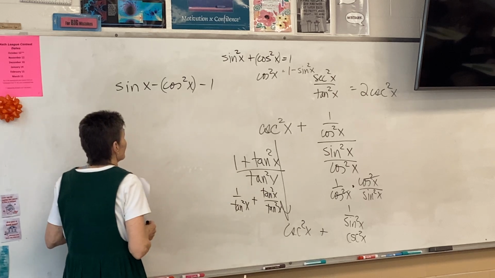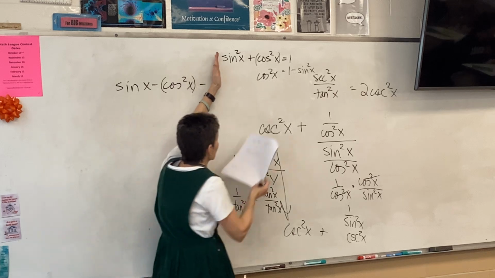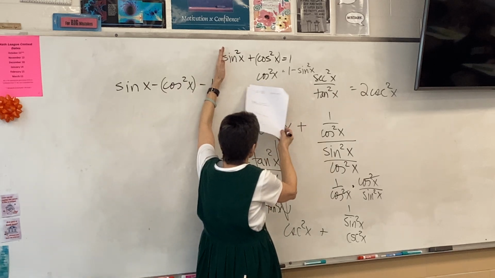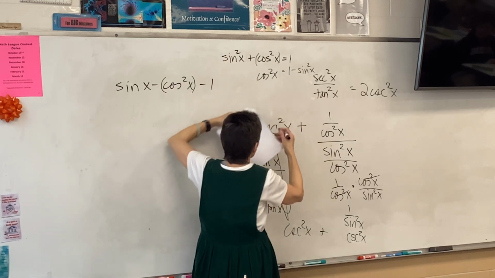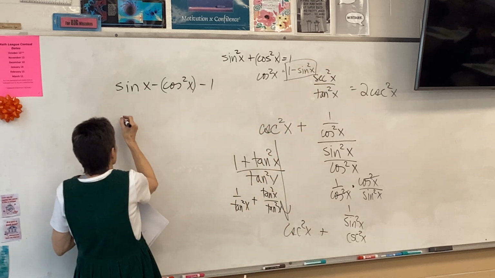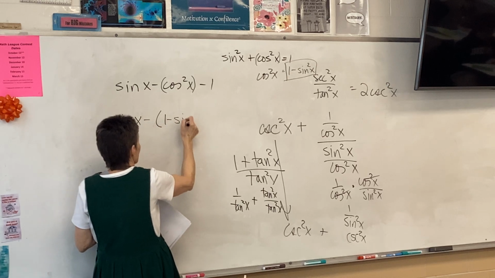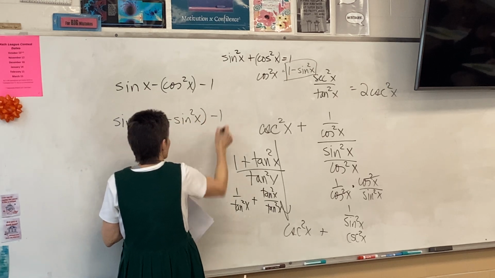Wait, what made it positive? Made what positive? The sign. No, this is the identity. Identity. Oh, yeah, that's the identity. Now I'm going to take this and plug it into my problem. So I'm going to have sine minus 1 minus sine squared minus 1.